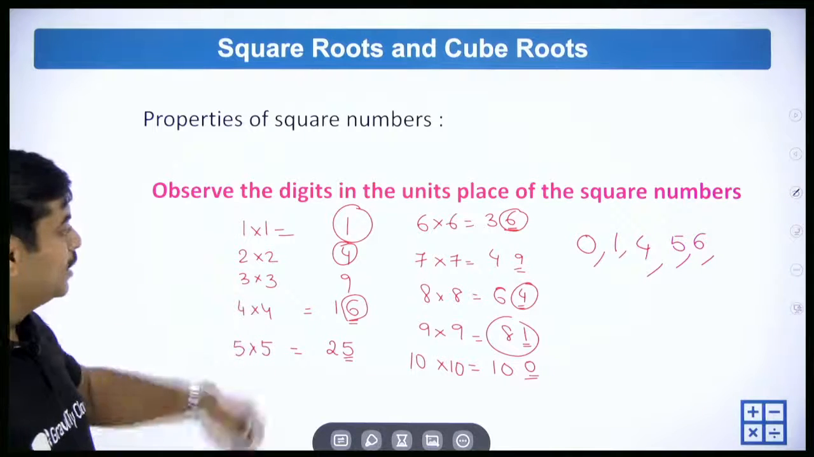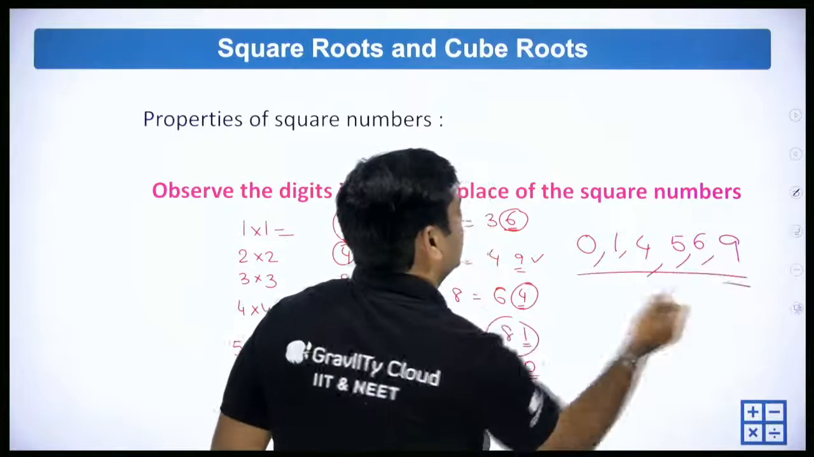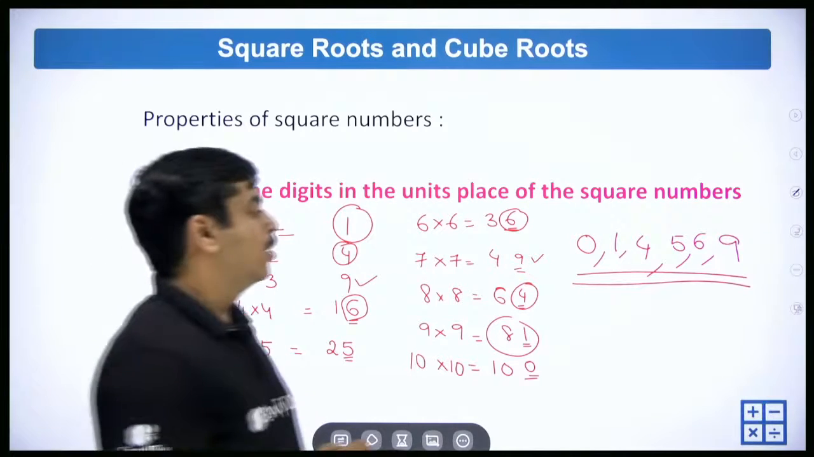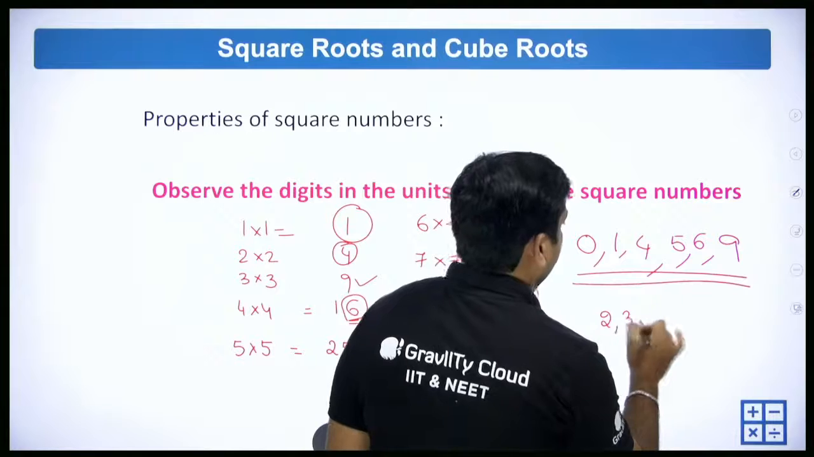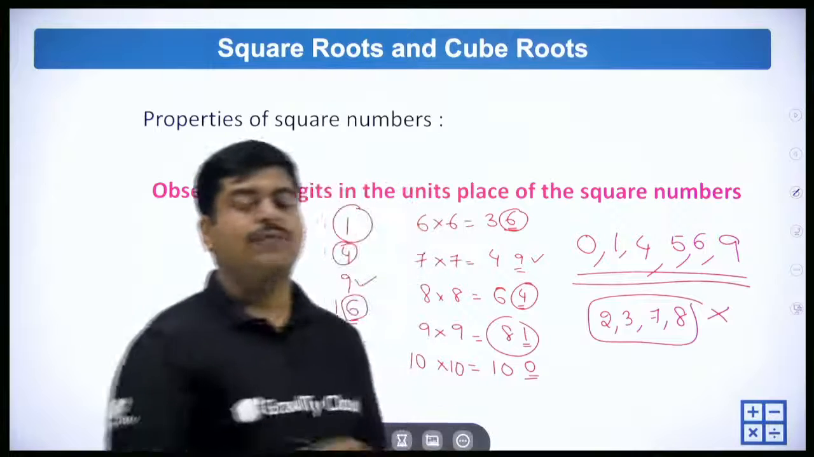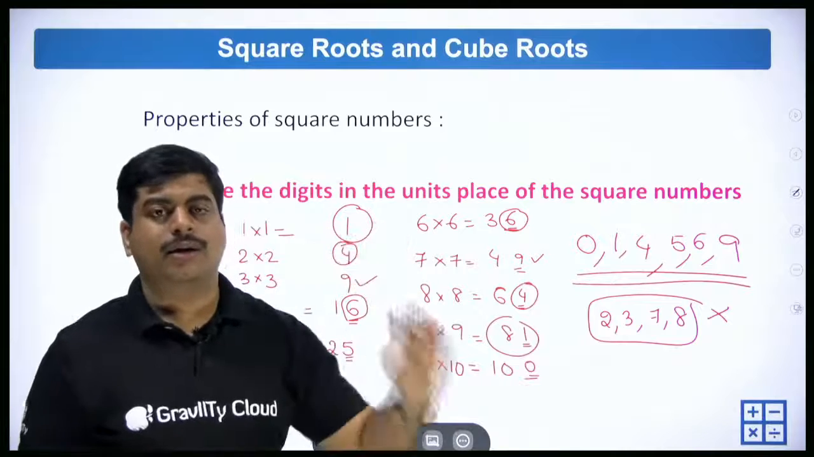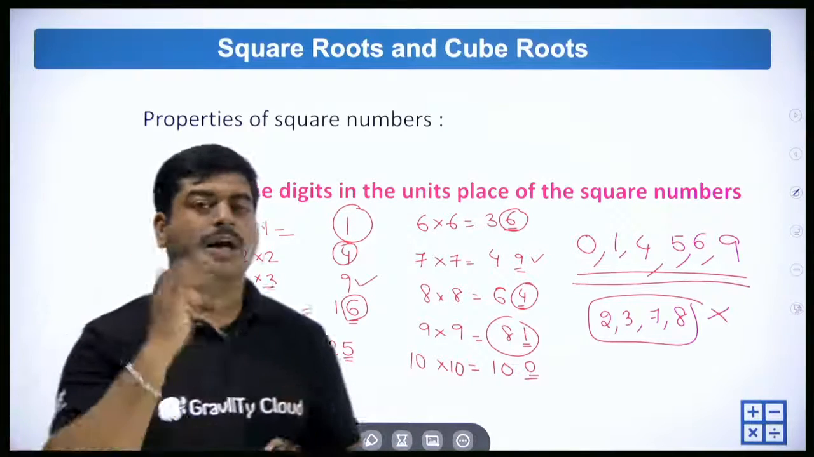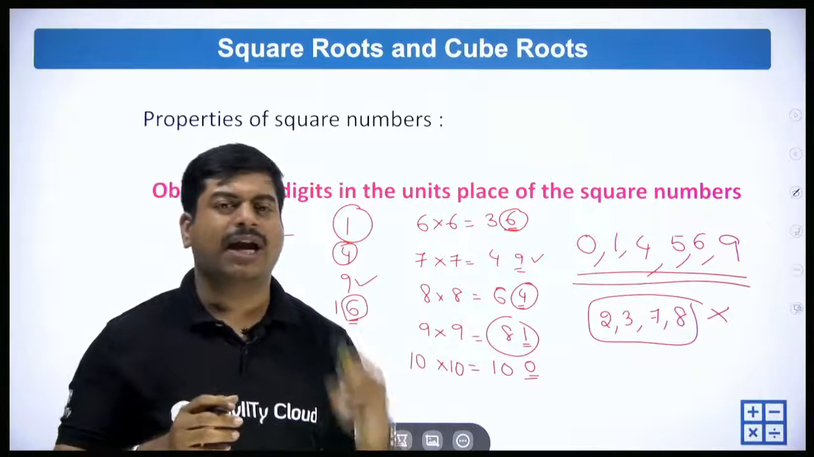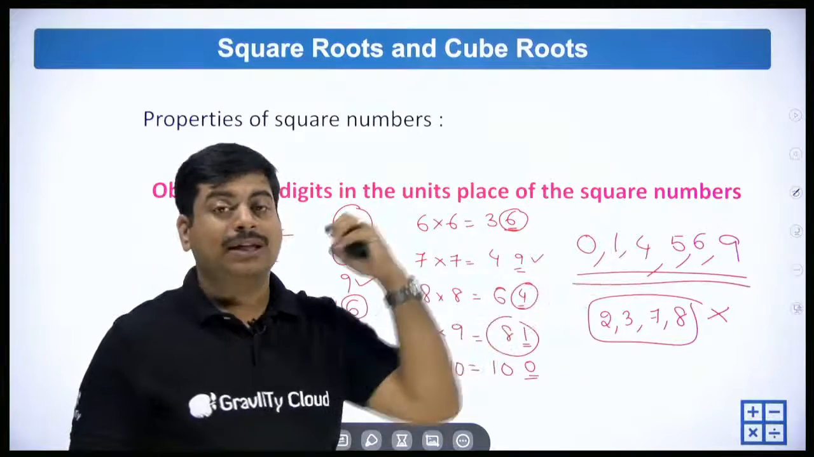Do we get 7? No. Do we get 8? No. Do we get 9? Yes. 9 again we get from 3 into 3 and 7 into 7. So these are the units digits a square number can end with. We cannot have 2, 3, 7, 8. These four digits cannot come as the units digit of a square number. Whatever number you take, let's say 101 into 101, 102 into 102, 1542 into 1542, you may get some units digits from here, but not those. You can calculate that yourself.